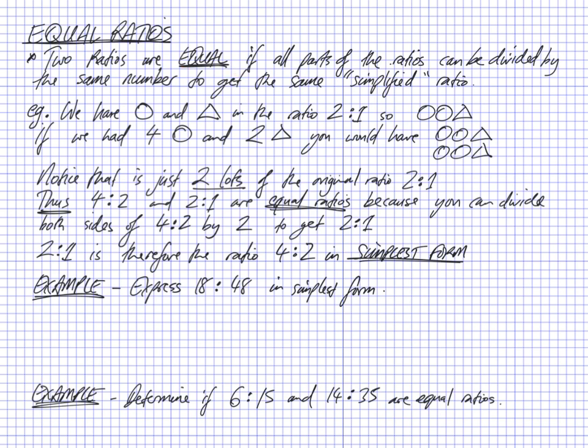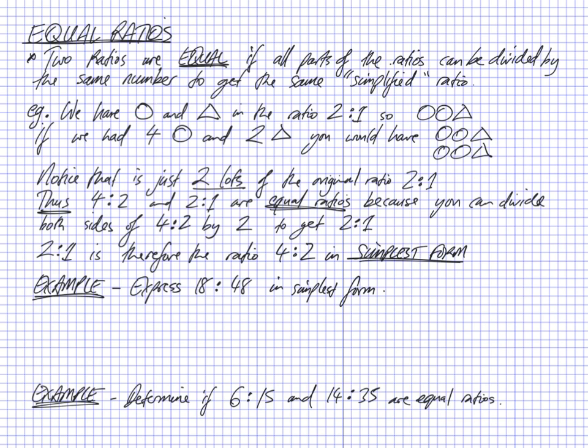Two ratios are equal if all parts of the ratios can be divided or multiplied, but mainly divided, by the same number to get the same simplified ratio. So I think the easiest way to demonstrate this is to just show some equal ratios visually.